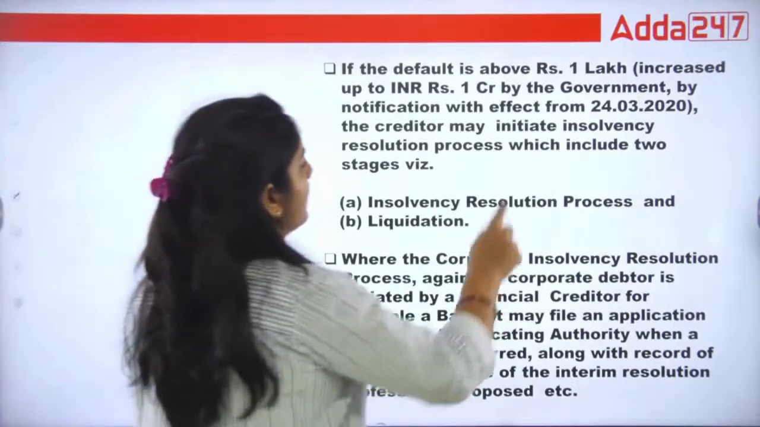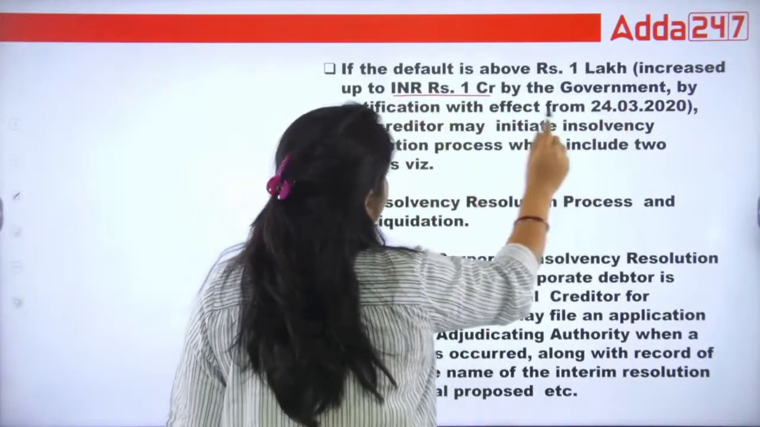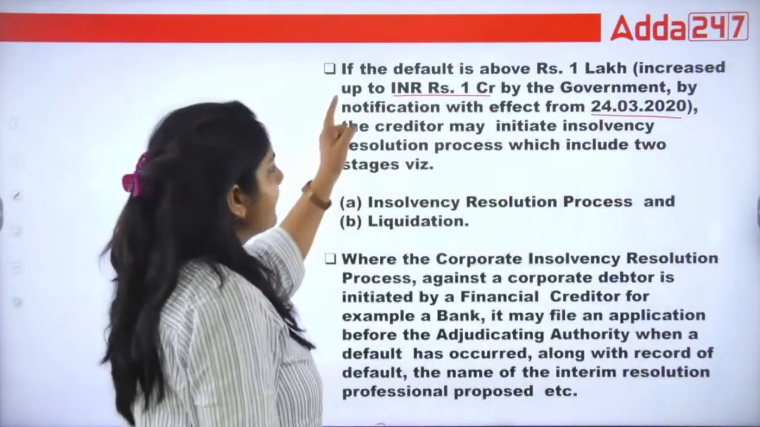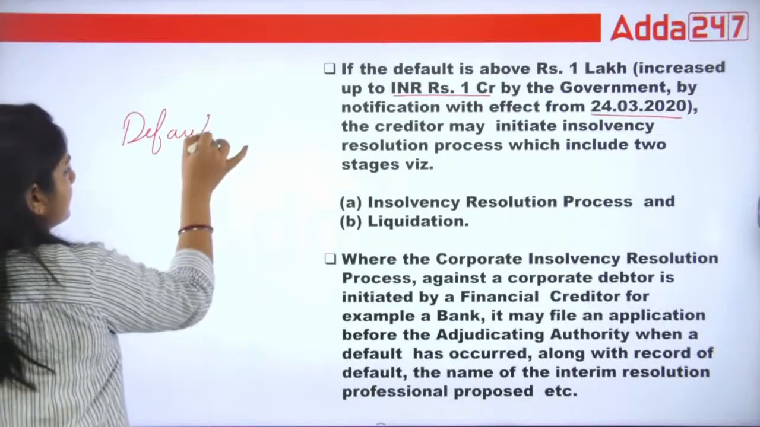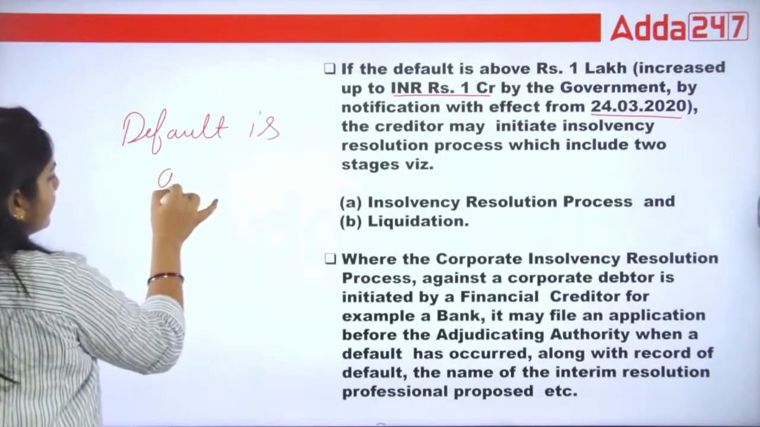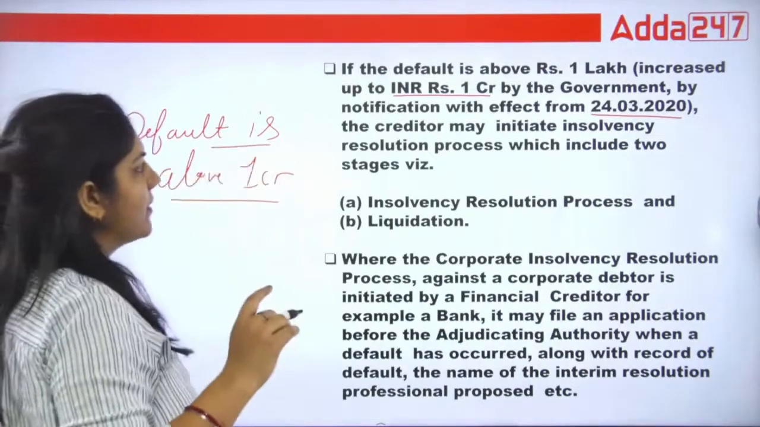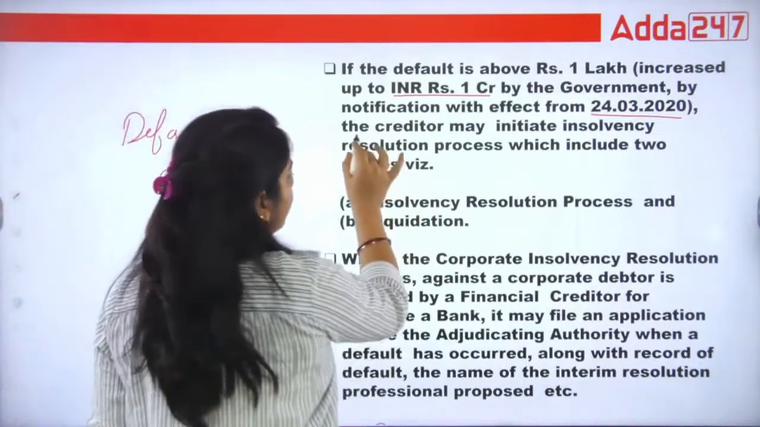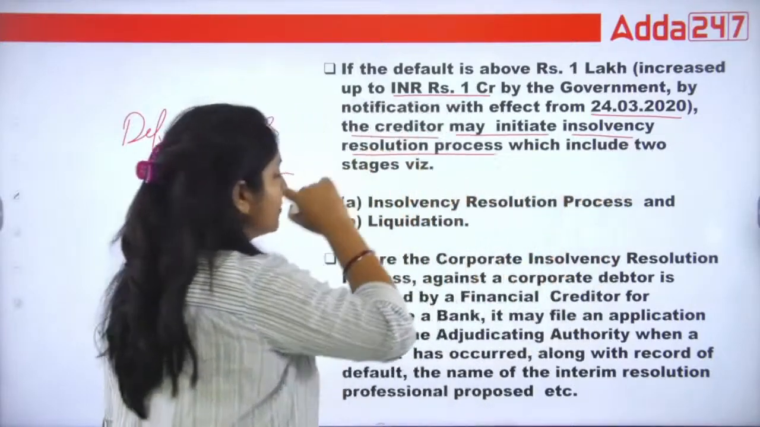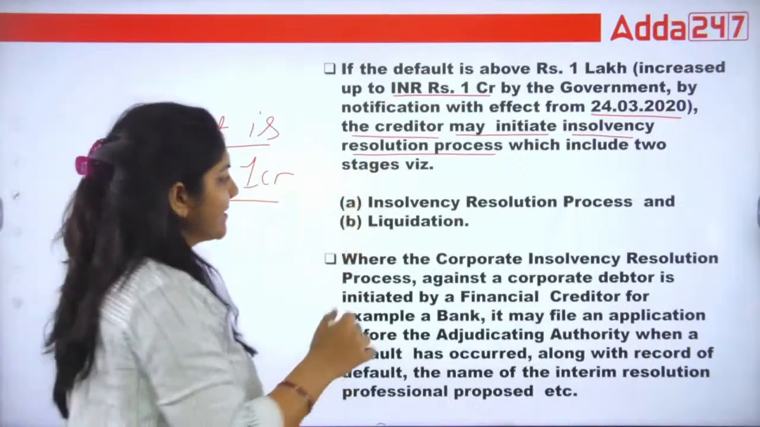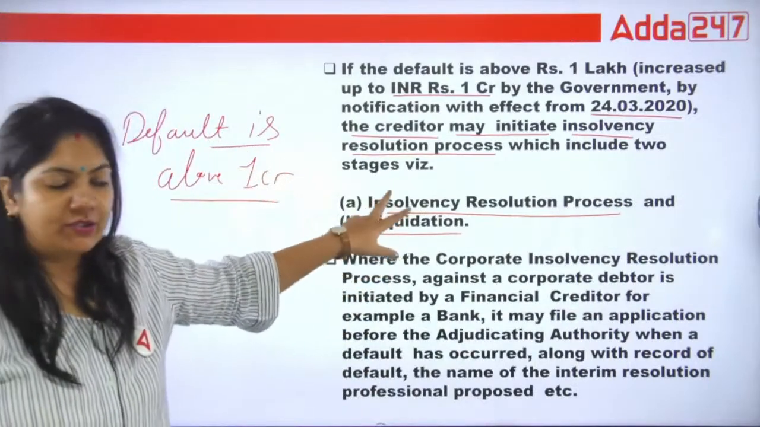If the default is above 1 lakh, increased up to 1 crore by the government by notification with effect from 2028, meaning if the default is above 1 crore, the creditor may initiate the insolvency resolution process, which includes 2 stages. The first stage is the insolvency resolution process and the second is liquidation. These are the 2 stages.